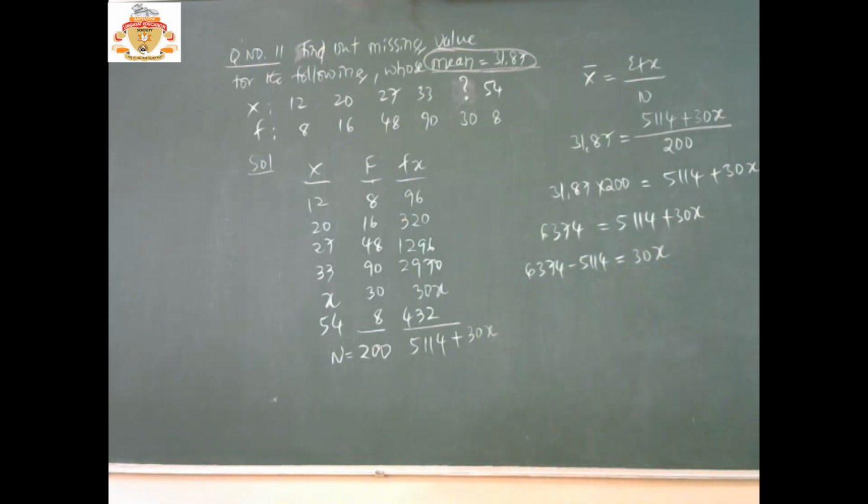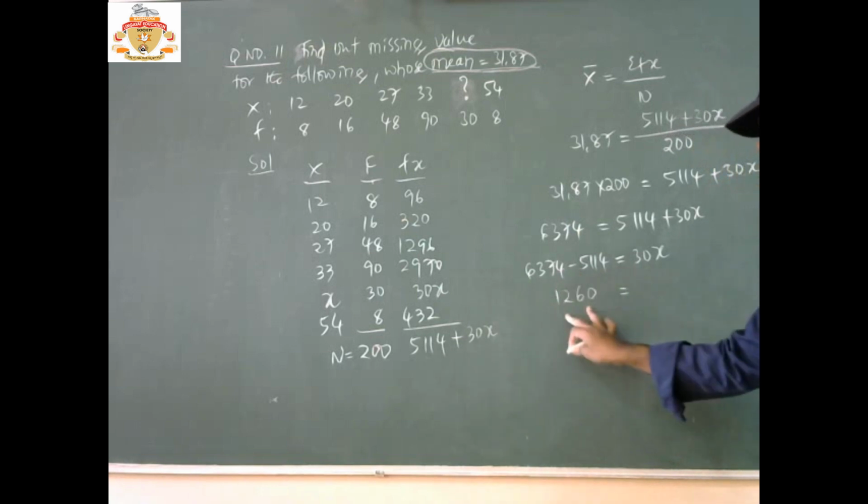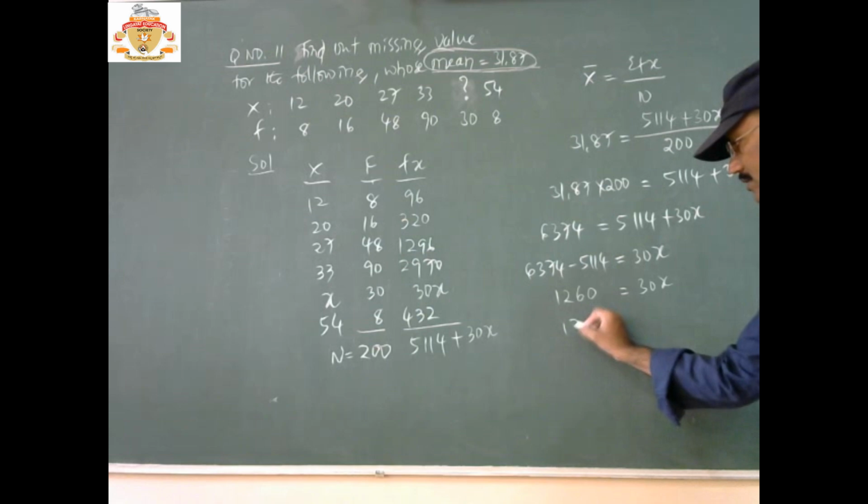Now you subtract these two. Subtract means what you will get? You will get 1260 as the difference. These two, 1260, equal to the difference of these two, 1260 equal to 30x. Therefore 30 shifts to this side.